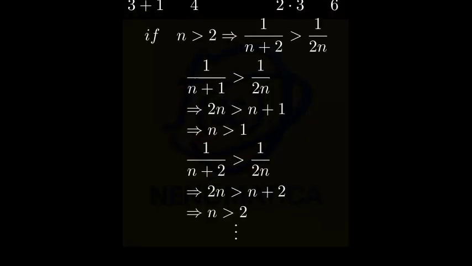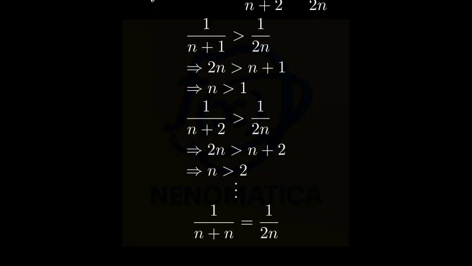We observe that for each term in our sum, as long as n is sufficiently large compared to the index of the term, we have that 1 over n plus k is greater than 1 over 2n. This pattern continues until we reach the last term, where 1 over n plus n, which equals 1 over 2n, is equal to 1 over 2n. Now, let's sum up all these terms.